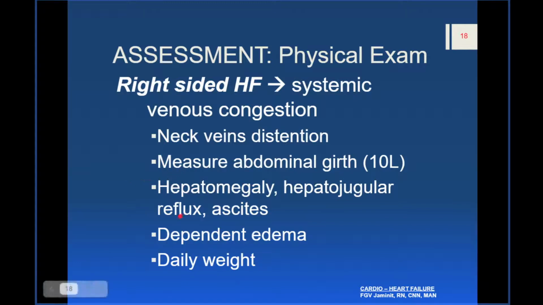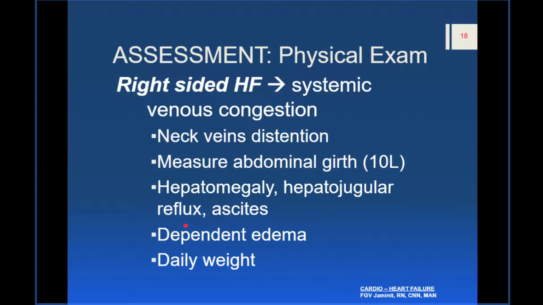Hepatomegaly, hepatojugular reflux, and ascites. As I've mentioned, ascites is abdominal edema. How do we assess hepatomegaly? Of course, upon palpation, we can feel that the liver is quite enlarged.